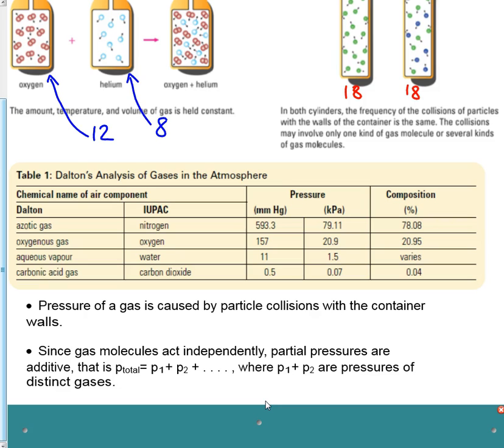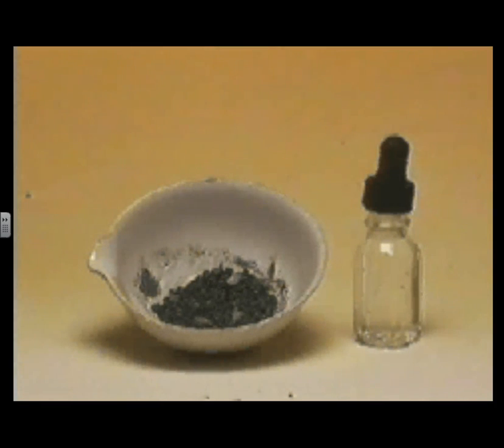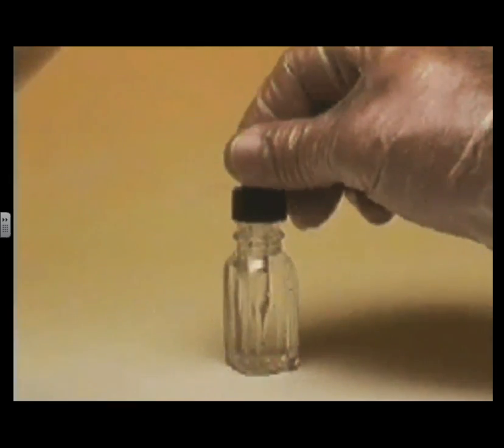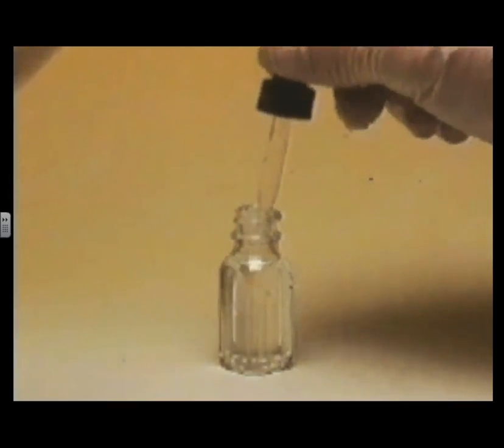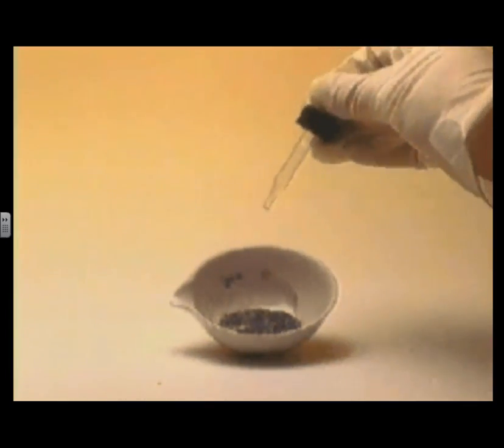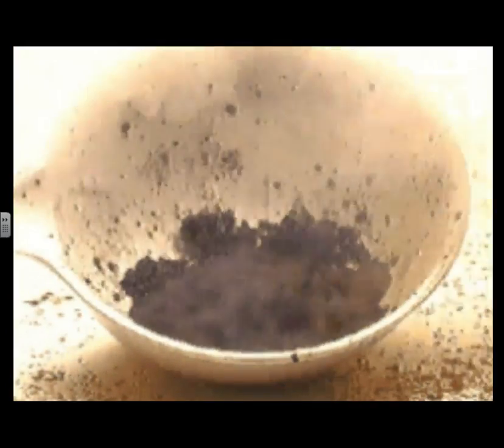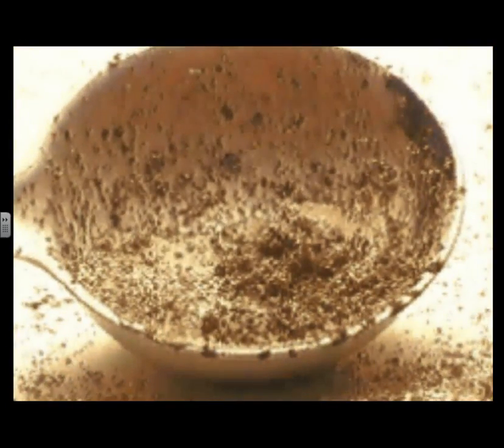So the partial pressures combine to give the total pressure. On the left, a mixture of ammonium nitrate and zinc dust. On the right, water. A few drops initiate an explosive decomposition of the ammonium nitrate that generates a gaseous mixture of nitrogen, oxygen, and water vapor. The total pressure of the gas mixture is the sum of its components' partial pressures.